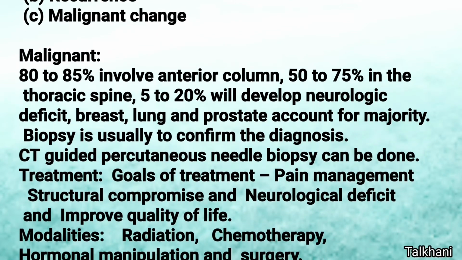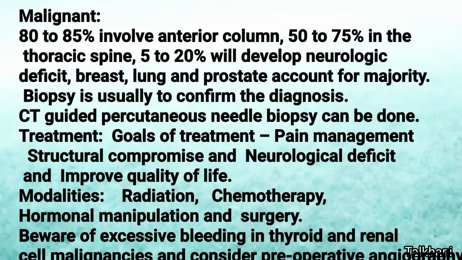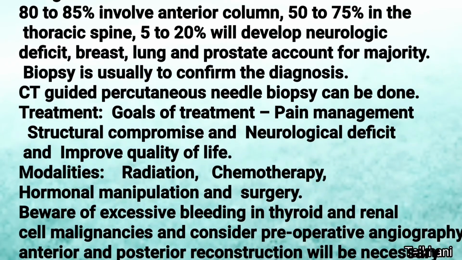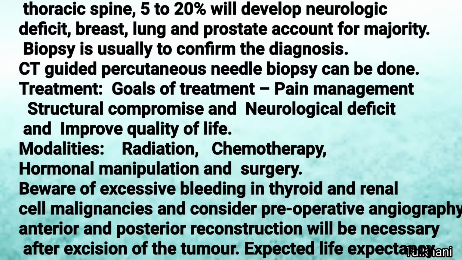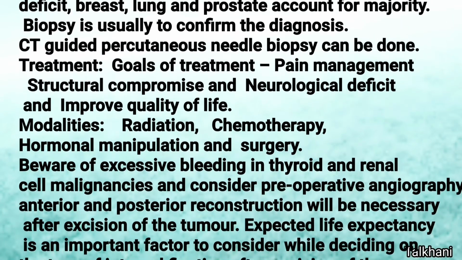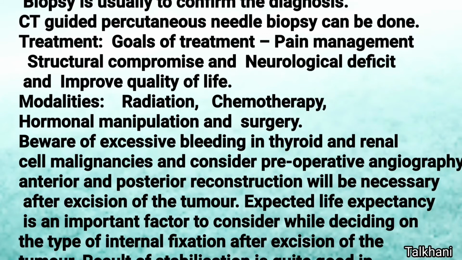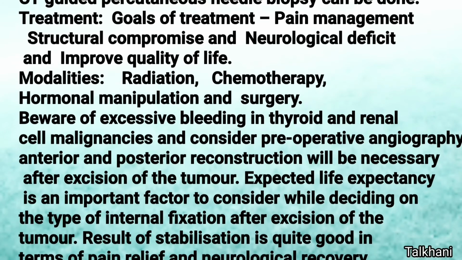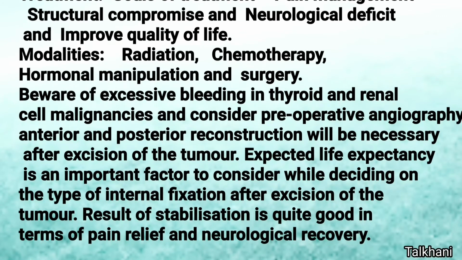Treatment is mainly palliative. Goals of treatment are pain relief, relief of structural compromise, avoiding or improving neurological deficit, and improving quality of life. Available modalities are radiation, chemotherapy, hormonal manipulation, and surgical decompression with instrumentation. Beware of excessive bleeding in thyroid and renal cell malignancies, and consider preoperative angiography and embolization in these situations. Often, combined anterior and posterior reconstruction will be necessary after excision of the tumor.